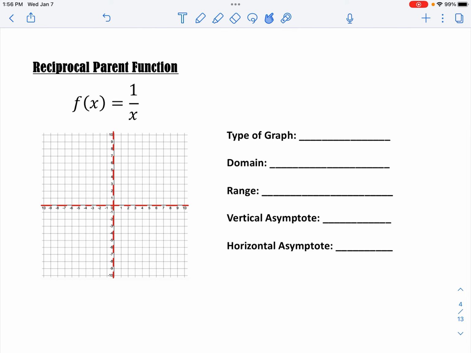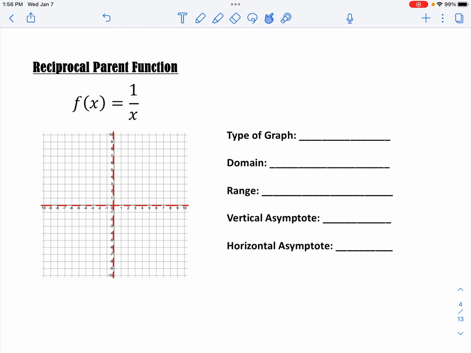So this is the reciprocal parent function. It's 1 over x. So what does it look like? Well, we'll do that first. It actually has two branches with a couple of asymptote lines. And if you remember, an asymptote line is a part where the graph will get really, really close to that, but never actually reach it.